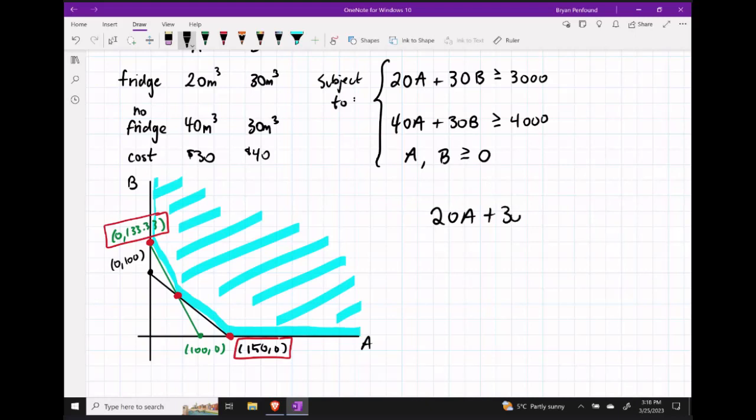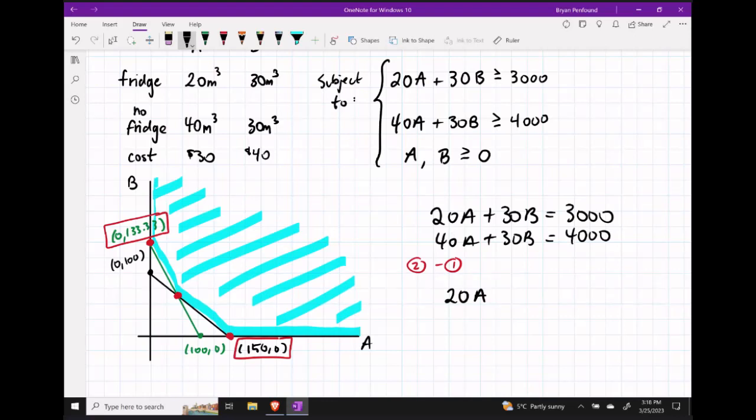20a plus 30b is equal to 3,000. And 40a plus 30b is equal to 4,000. And let's use the elimination method in order to get rid of the variable b inside of this linear system. So 40, take away 20, that's going to give us 20a. Of course, 30 minus 30 gives us 0. And 4,000 minus 3,000 is going to give us 1,000. Let's go ahead and divide both sides by 20. And we get that a is equal to 50.